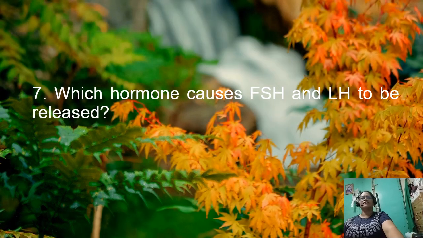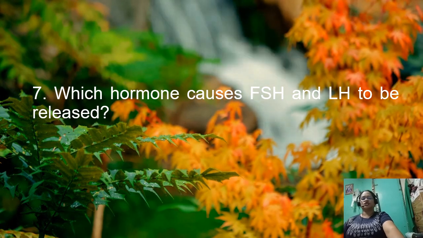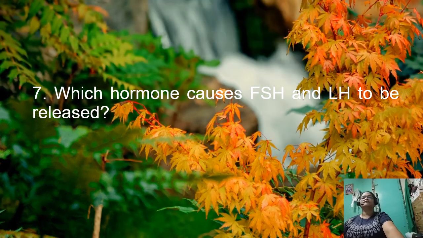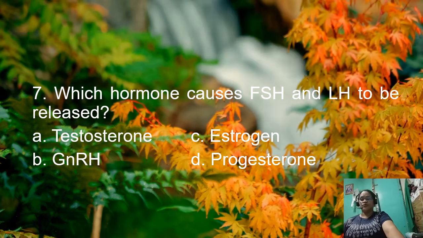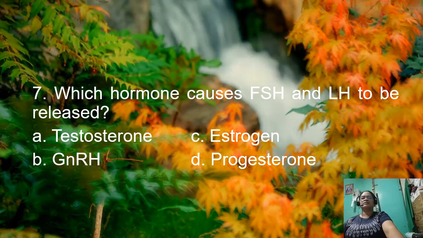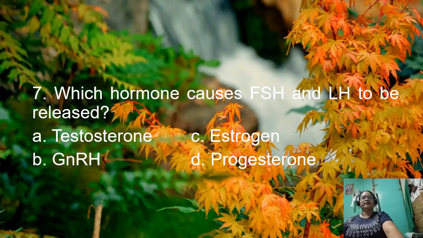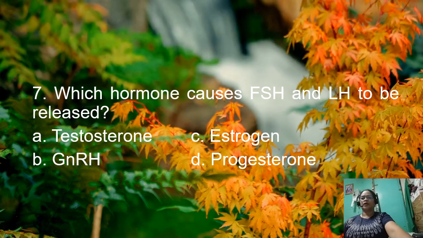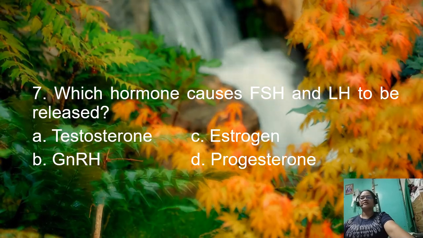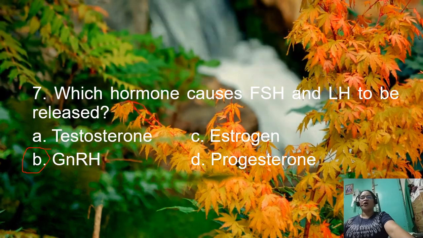Number 7. Which hormone causes FSH and LH to be released? Choices: A. Testosterone. B. GnRH. C. Estrogen. D. Progesterone. What's the answer for number 7? You have GnRH.